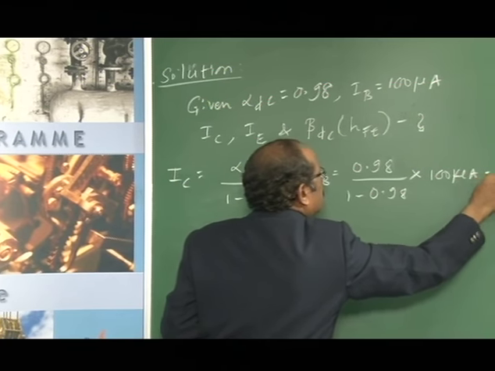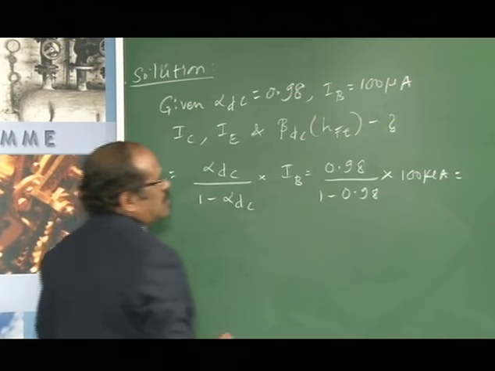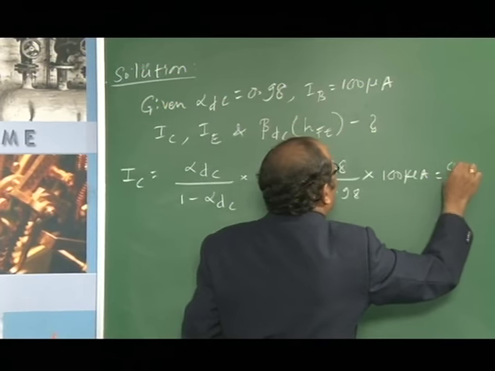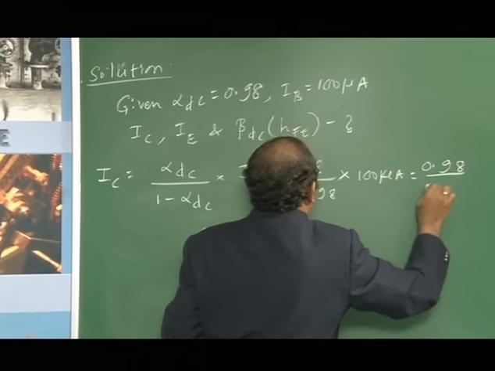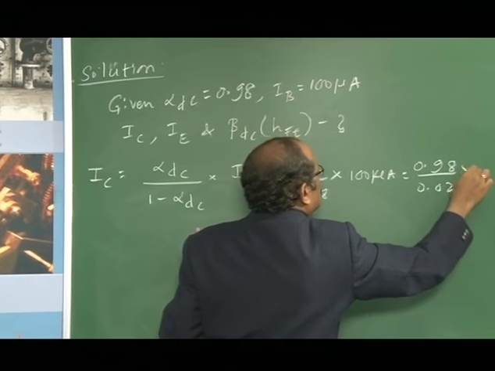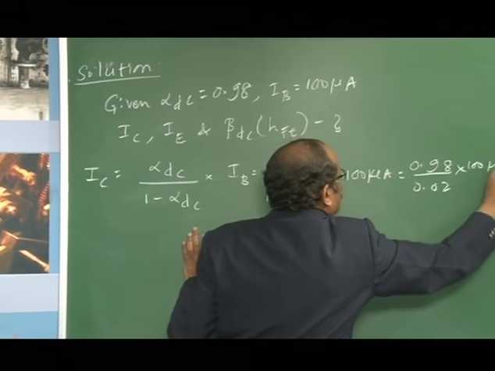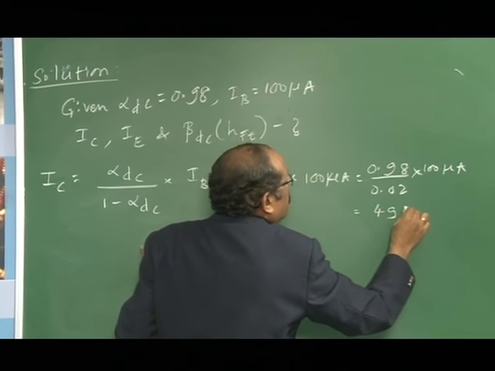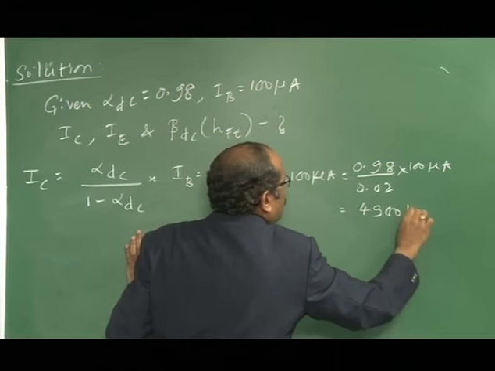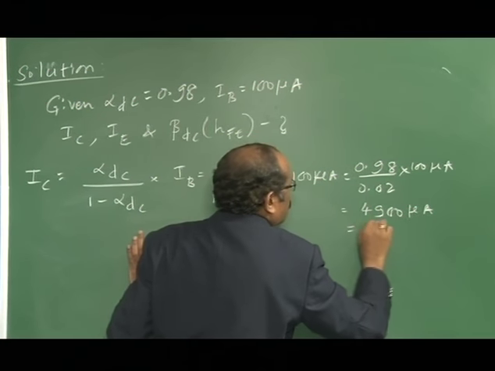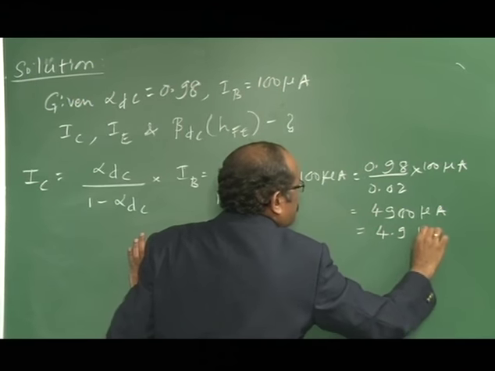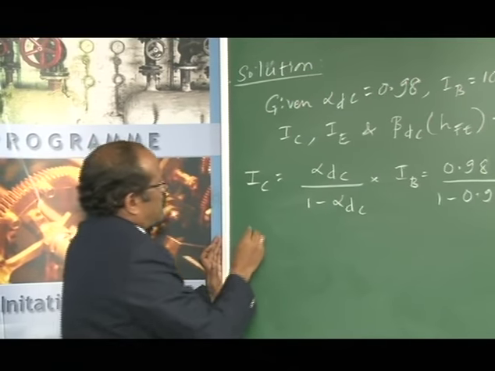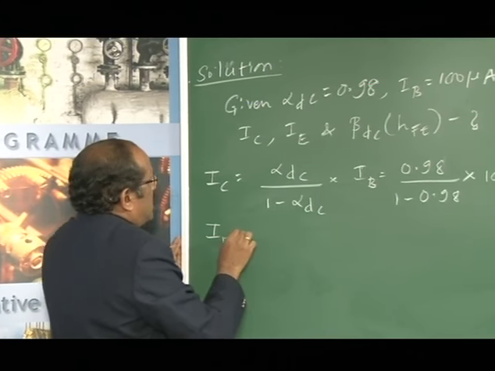If we substitute this, we get the answer. This is approximately 0.98 divided by 0.02, into 100 microamperes. So this is 49 into 100, that is 4900 microamperes, or otherwise 4.9 milliamperes. So that's the answer for the collector current.